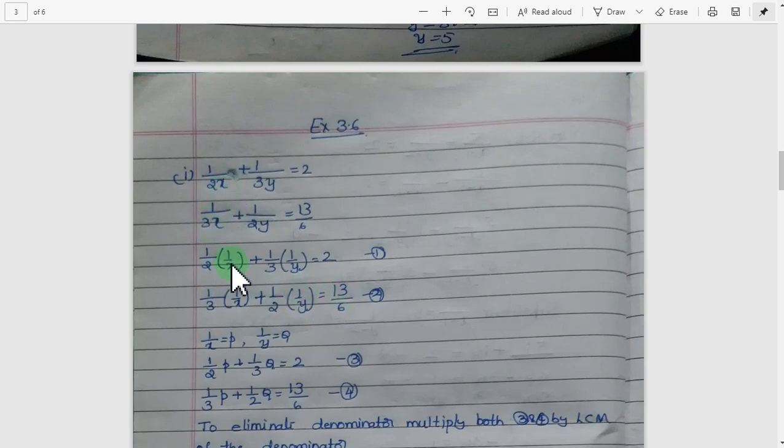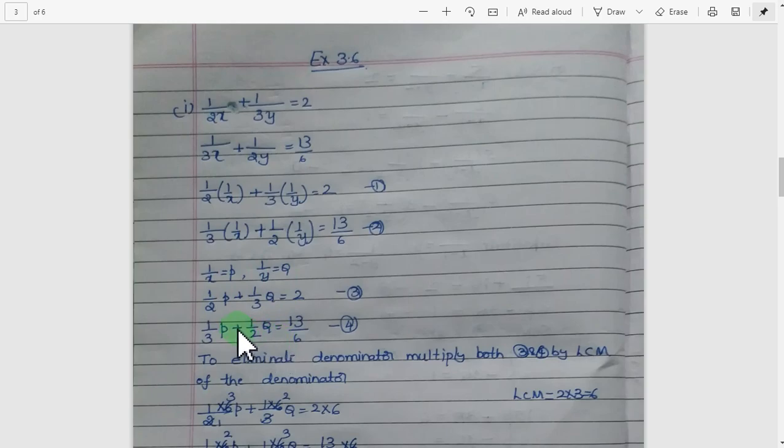In both the equations you will get these terms the same, so you can check whether it is correct or wrong. Take 1 by x as p, 1 by y as q. Substitute: half into p plus 1 by 3 into q is equal to 2, and 1 by 3 into p plus 1 by 2 into q is equal to 13 by 6.